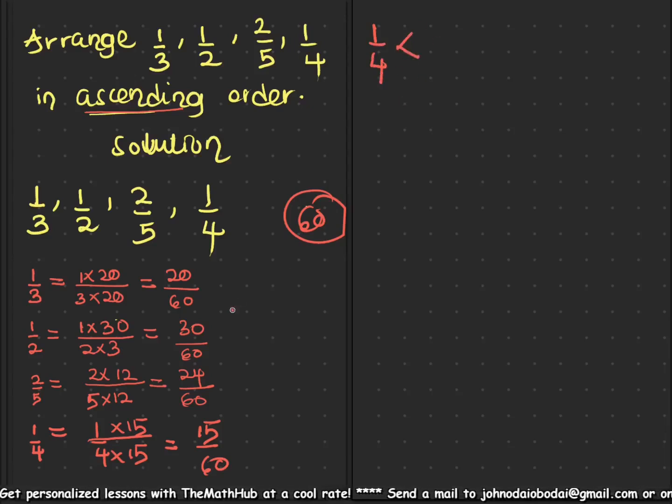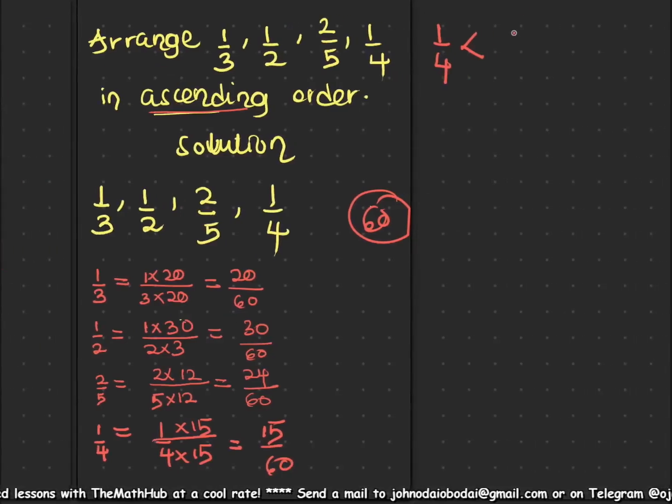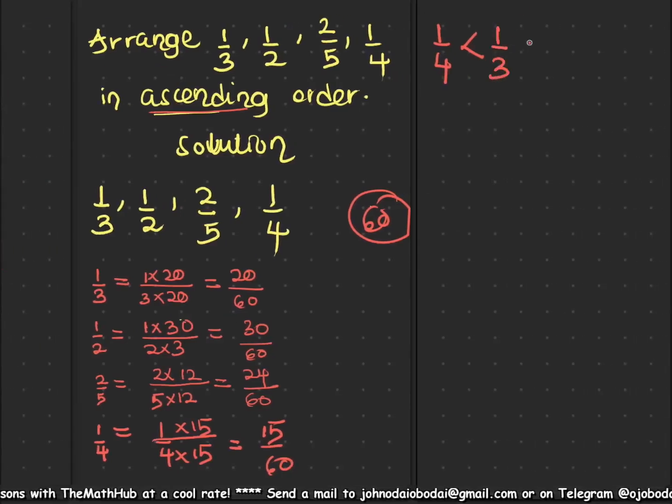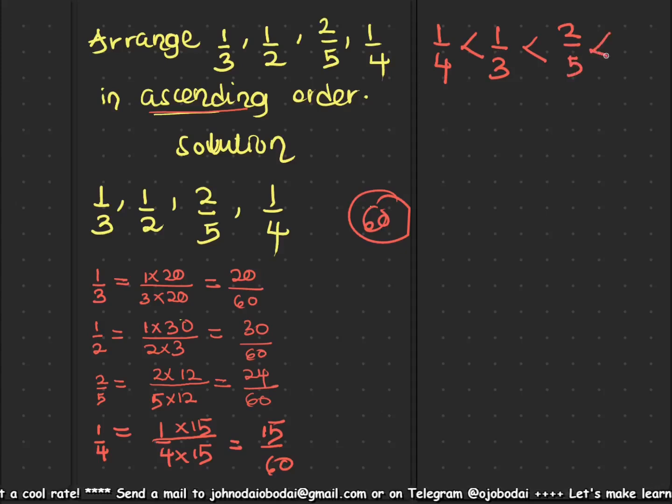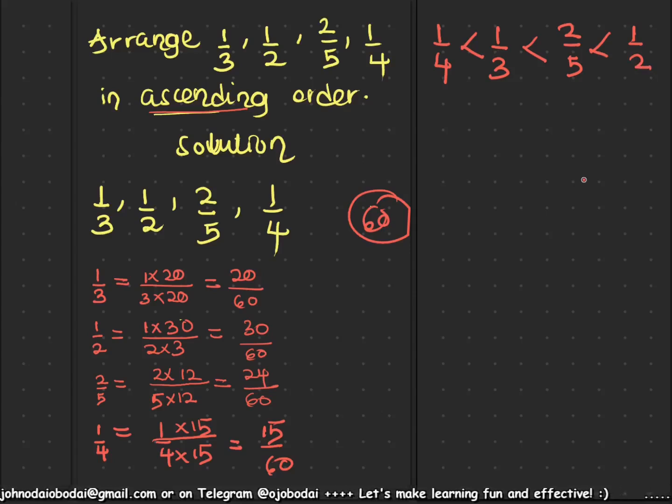It is less than, followed by what? 20 over 60. And 20 over 60 represents 1 over 3. Followed by the next one on our list, which is 24. And 24 over 60 is represented by 2 over 5. Then our very last one, which is 1 over 2. So these are our fractions arranged in ascending order.